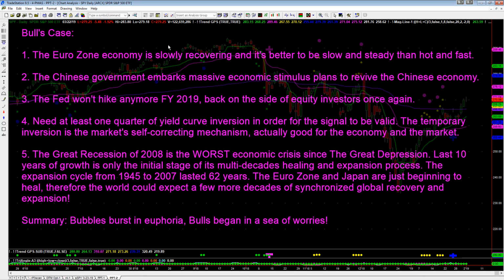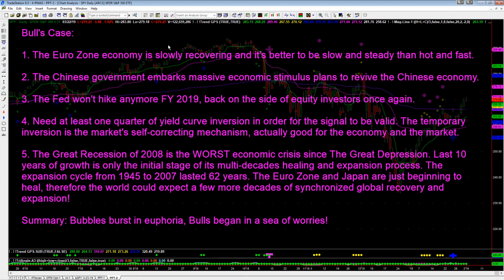Are we really in the bubble? Is the participation rate among the retail traders and investors very great in the stock market? In fact, it's not. If you look at the financial news, a lot of people are actually worried that we might slip back into the Great Recession, or that the Great Recession has never really ended at all. So the bull's argument is that, in a sea of worries, forget about the bull market climbing the wall of worries.